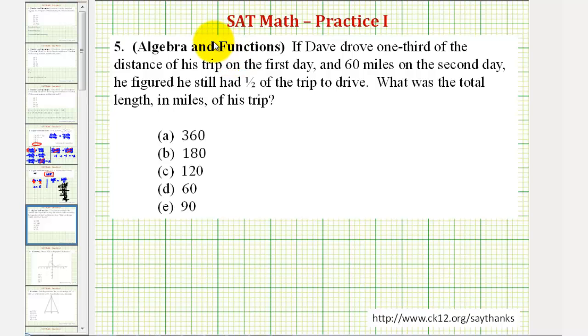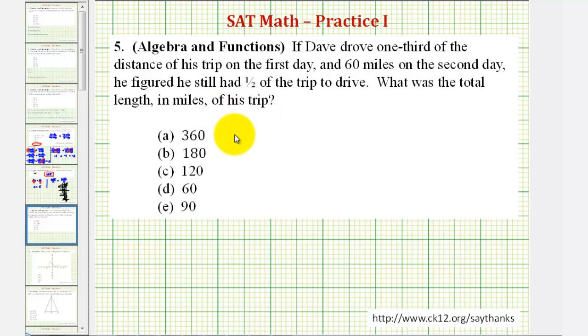Welcome to a practice SAT math question from the Algebra and Functions section. If Dave drove 1/3 of the distance of his trip on the first day and 60 miles on the second day, he figured he still had half of the trip to drive. The question is, what was the total length in miles of his trip?